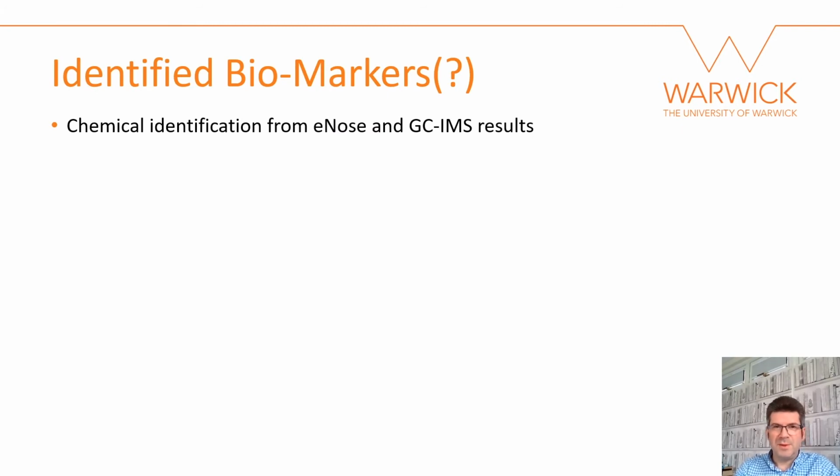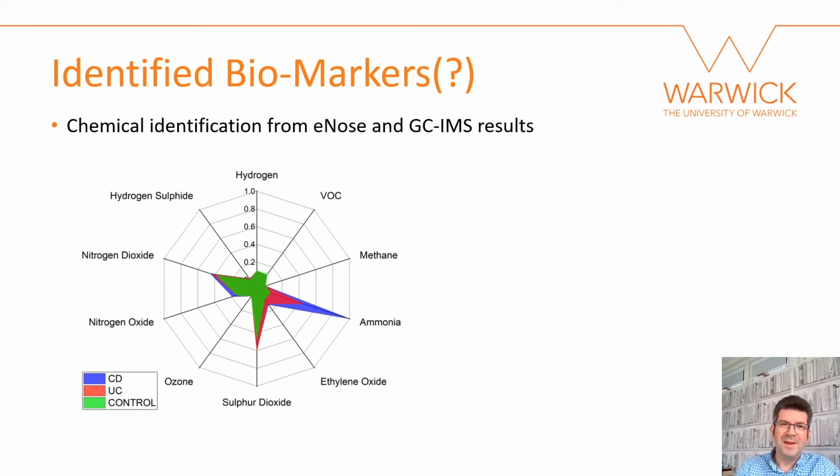So we tried to do some chemical identification. How will it work? Well, that's a good question. But this is the e-nose results. We get big peaks of ammonia, sulfur dioxide, nitrogen dioxide. We have yet to link these with any kind of biological processes. But the ammonia particularly gave us very big differences in output, and was interesting.